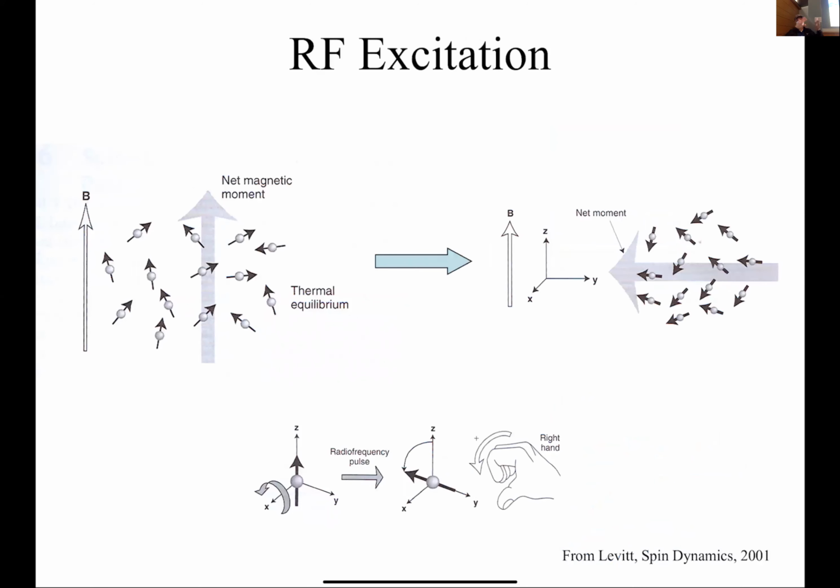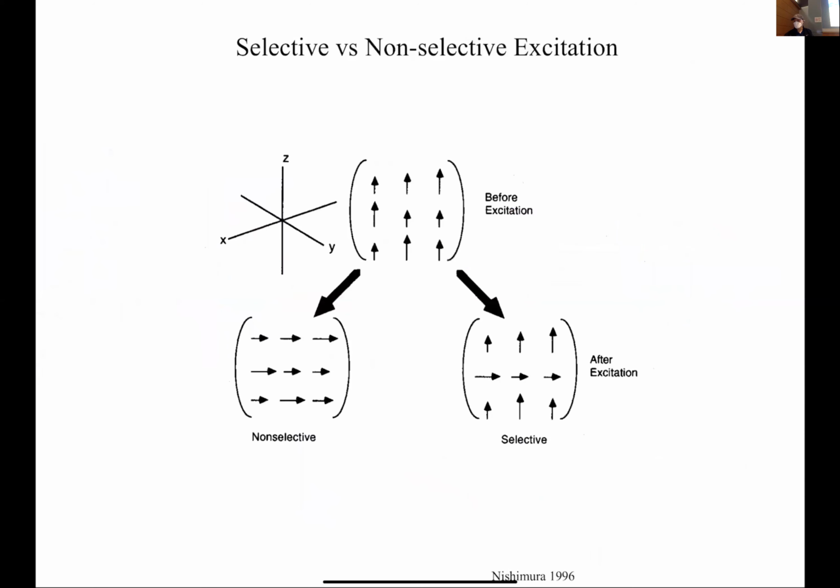If you have a uniform field, then all the spins will tip over the same amount, and that's called non-selective excitation. So that's shown here. This is done, for example, when we do what's called 3D imaging, where we excite the whole brain and then do a 3D Fourier transform, which we don't do in this class because it's a bit too much. But in practice, we do actually do 3D Fourier transforms.